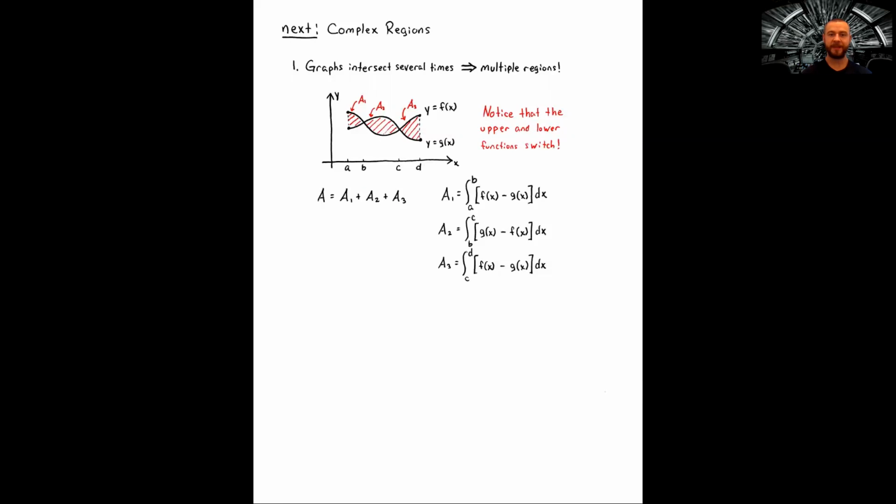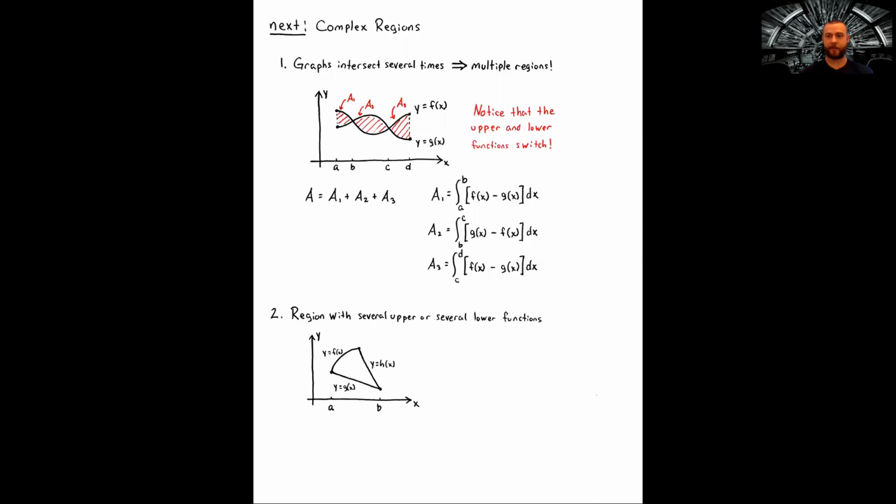For A1, that first region, we integrate f of x minus g of x, since it is f of x that's on top. And then for A2, we integrate g of x minus f of x, since g of x is the upper function for the region A2. So again, due to that intersection, the roles of f and g switch on the different intervals. All right, that is one way the problems can become a little more complex: maybe a region has to be split into a finite number of simpler regions.